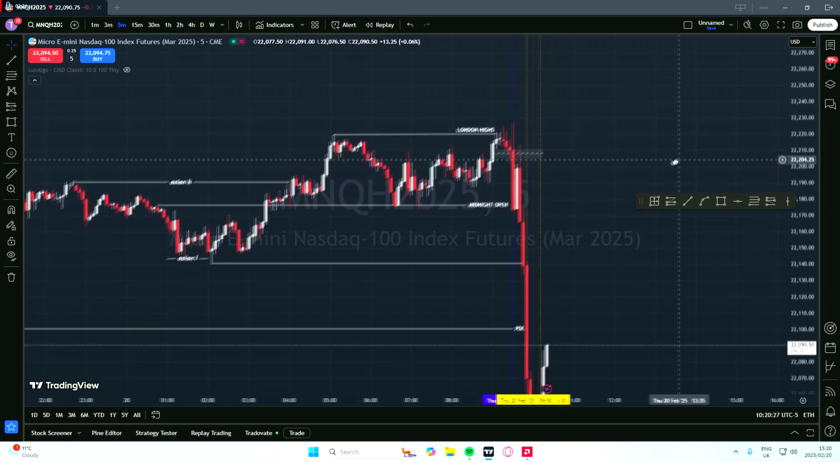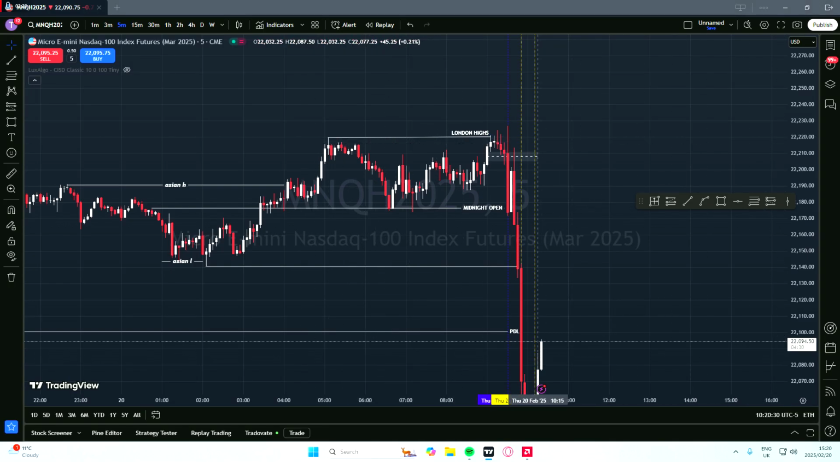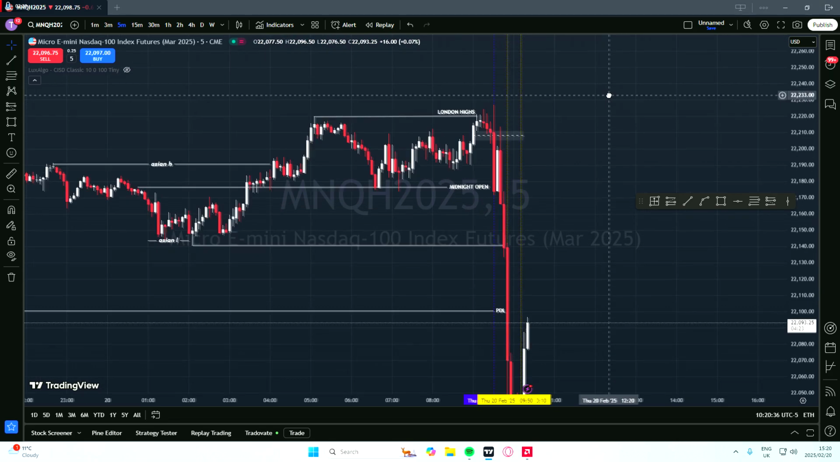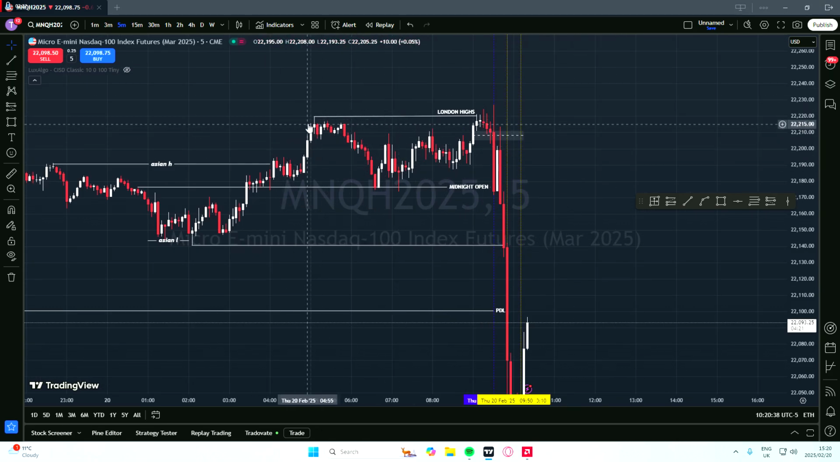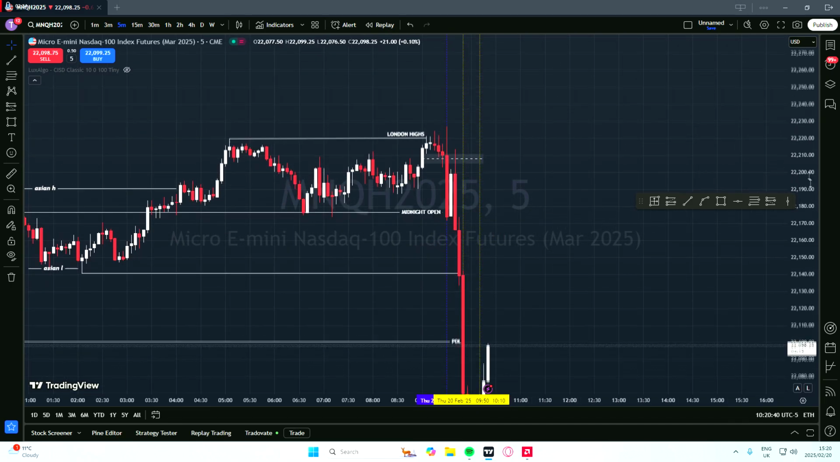Yeah, so there was a massive sweep of the London highs. There was actually an S&T put in on ES, so you could take pretty much the same trade, but this is where the nice setup was. It was on NQ. Saw the sweep, and here is one thing that I saw.